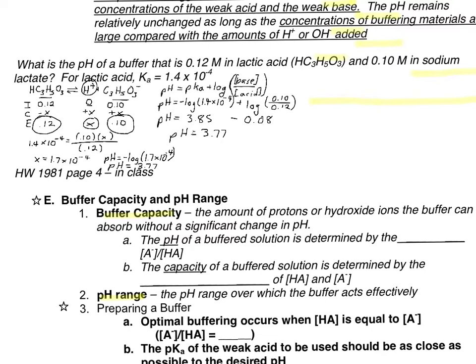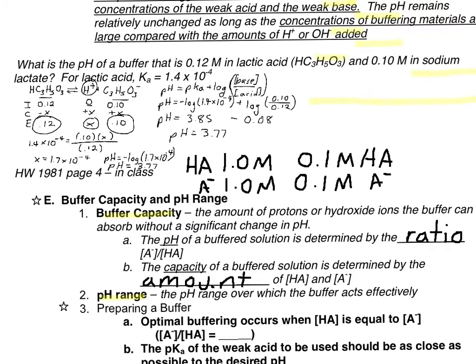So for example, if I have two different solutions of an acid and conjugate base, but of different molarities, if I had this solution here with 1 molar amounts of both the acid and the conjugate base versus this solution here with 0.1 molar amounts of them.